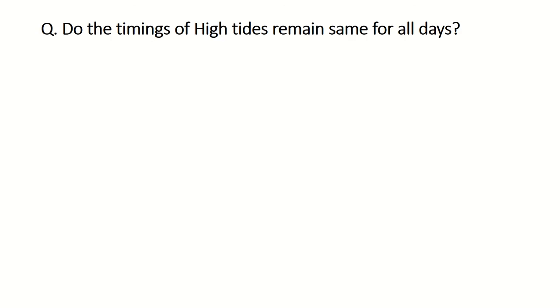Now, do the timings of high tides remain the same for all days? Suppose you visit a beach and see that on Monday at 12 p.m. there is high tide. Is it necessary that on Tuesday at the same time, 12 p.m., the tide will be high, or on Wednesday at 12 p.m. there will be high tides? Think about it. What will be the answer?